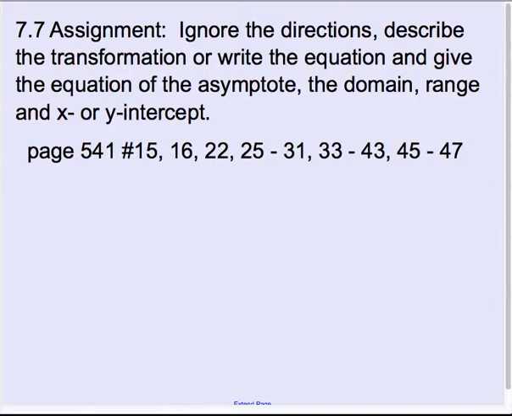And I think someone needed the assignment for this one, so I want you to ignore the directions and do exactly what we were doing in this video lesson, looking for all of the different data.